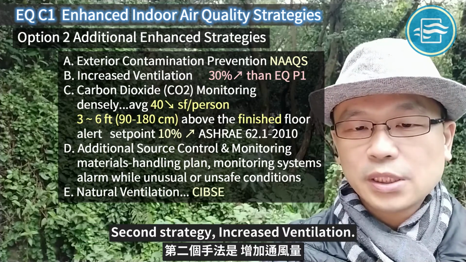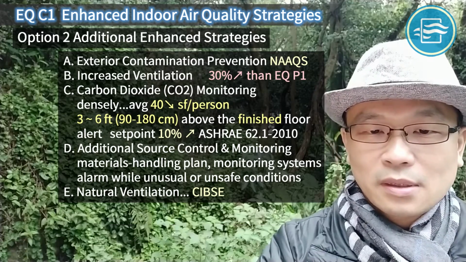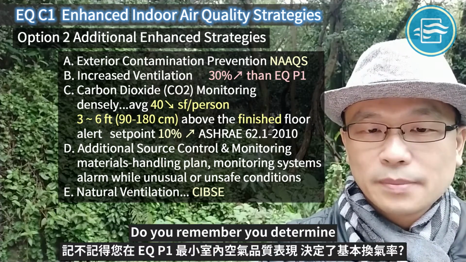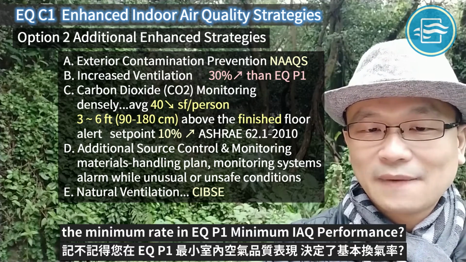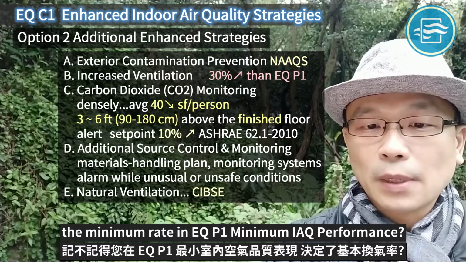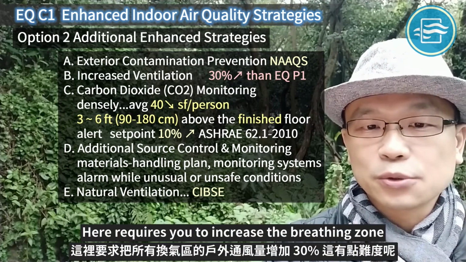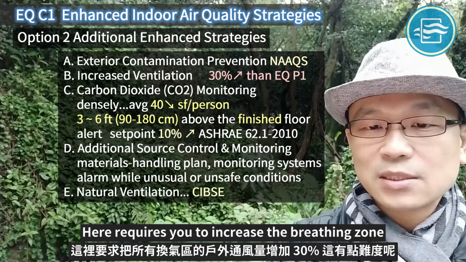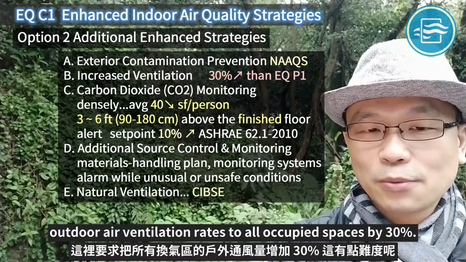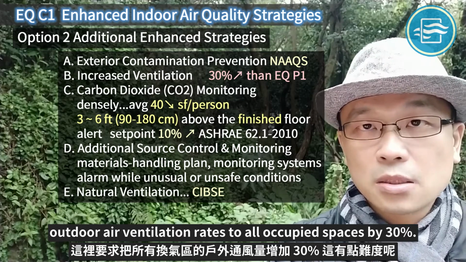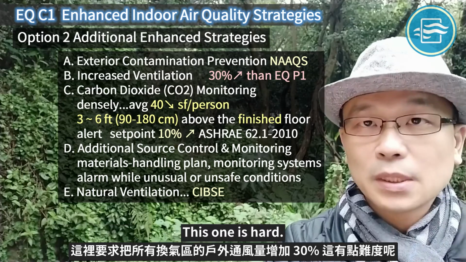Second strategy, increased ventilation. Do you remember you determined the minimum rate in EQP1, minimal IAQ performance? Here it requires you to increase the breathing zone outdoor air ventilation rates to all occupied spaces by 30%. This one is hard.